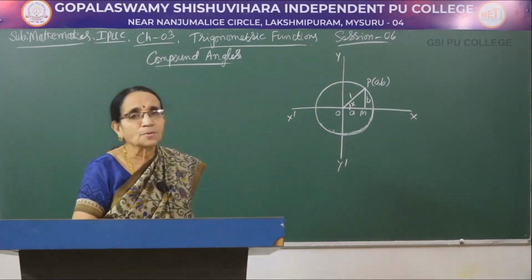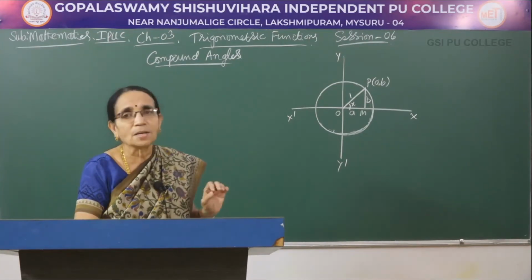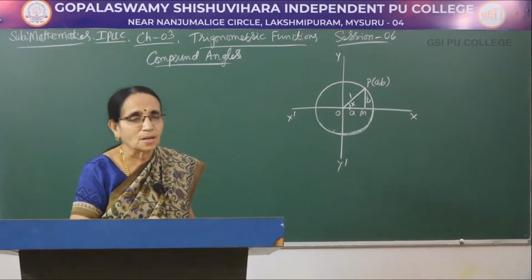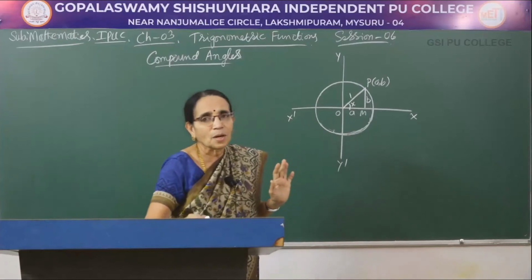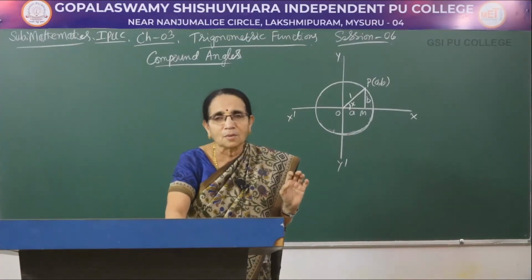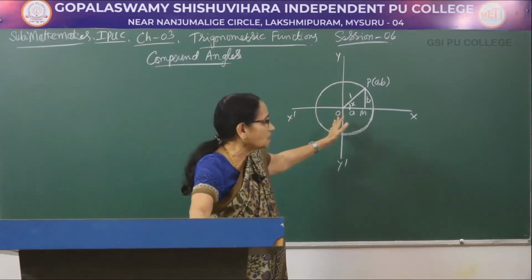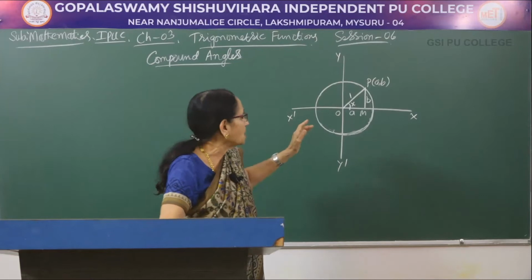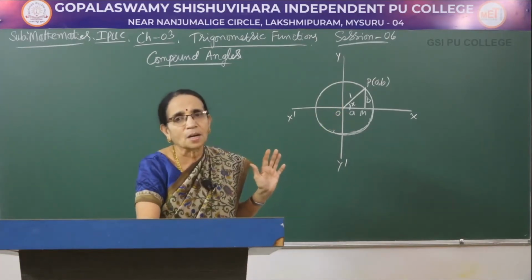Now here I have considered a circle. This circle I call a unit circle. What we mean by a unit circle is that the radius of the circle is 1. That is the meaning of a unit circle. If the radius of any circle is 1, we call it a unit circle. So, I have considered a unit circle with the origin as center, and then I have taken a point P having the coordinates a comma b.